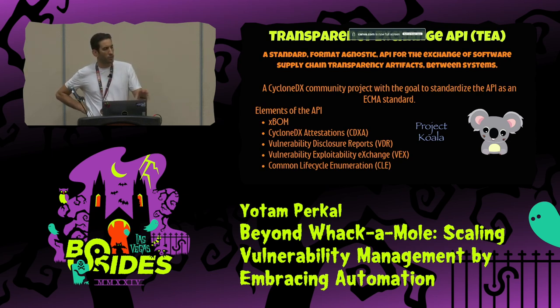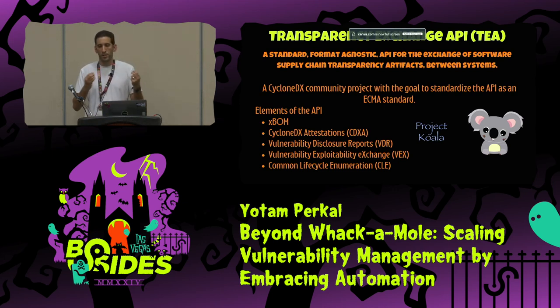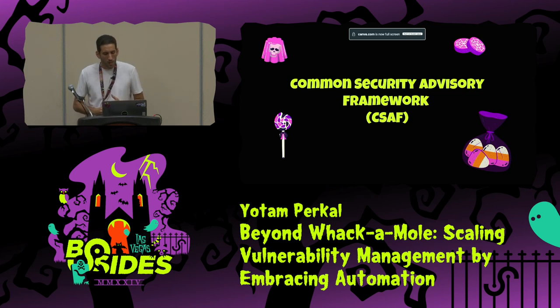The elements currently under scope are XBOM, so not only SBOM, but also hardware BOM, cryptography BOM, AI BOM, SaaS BOM, et cetera. CycloneDX attestations, VDRs, so vulnerability disclosure reports, VEX that we'll dive deeper into, and common lifecycle enumeration, so all of the aspects of the evolvement of the product lifetime, so end of life, end of support, mergers and acquisitions, all that kind of information is also in scope. And once you have a way to exchange these artifacts between different tools in a machine-readable way, that has a lot of potential, and I'll show how it becomes more practical in a minute. So that's one.